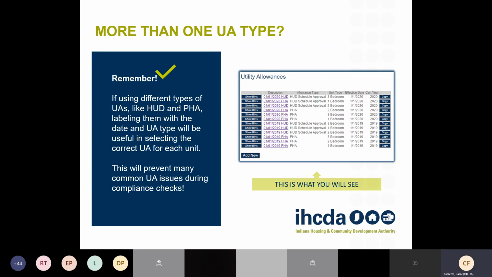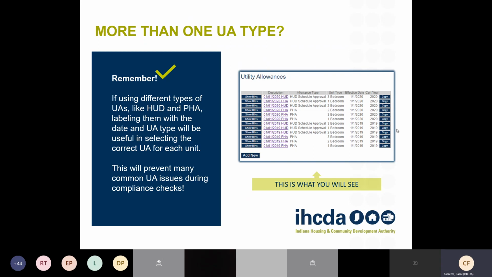Again, just to go over, if you're using different types of UAs like the HUD and the PHA, you want to make sure that you're clearly identifying them for each of the buildings and entering in the year, and this will ensure that you prevent some common UA issues during the compliance checks.